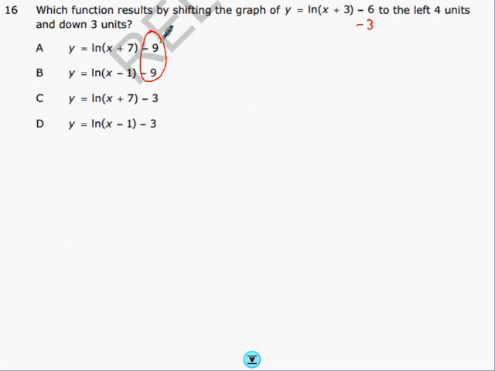And if I'm moving it to the left, it happens on the inside because it's horizontal. And remember, stuff on the inside is usually backwards. So the left, we think it's subtracting 4, but it's actually going to be adding 4. And 3 plus 4 is 7. So it's going to be one of these guys. Well, it has to be A.